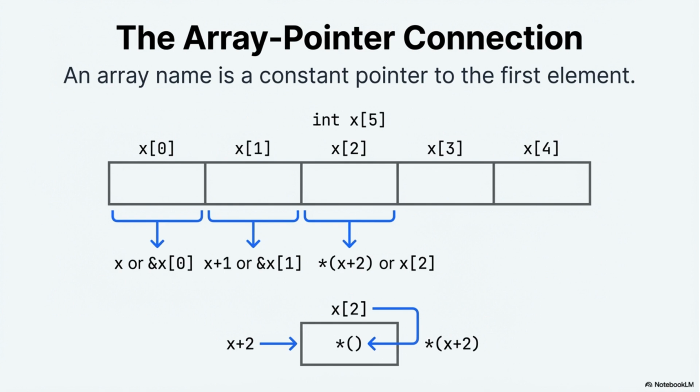The array pointer connection reveals that an array name is a constant pointer to the first element. We can access array elements using pointer arithmetic. For example, `*(x+2)` is equivalent to `x[2]`.